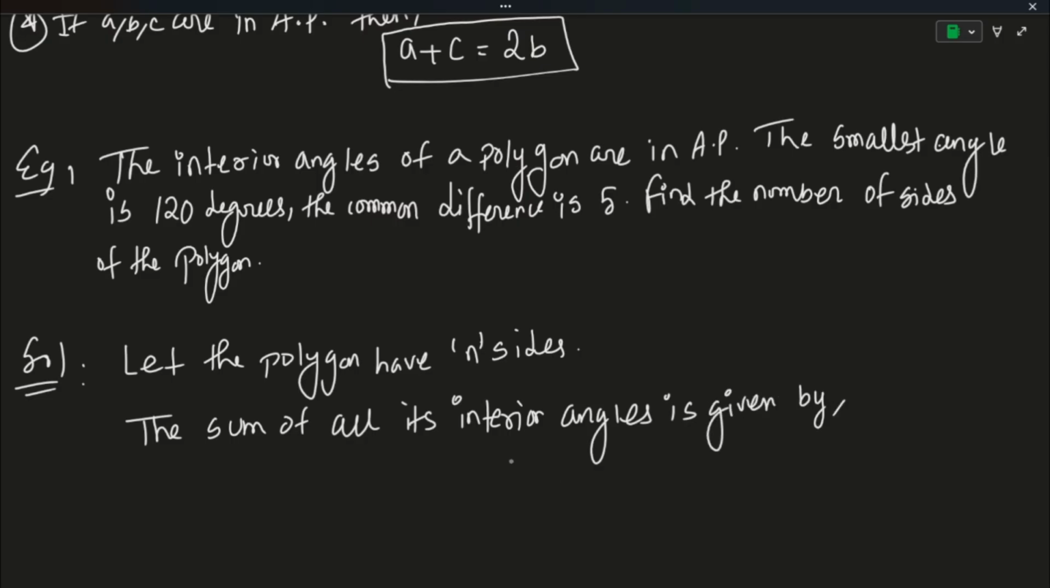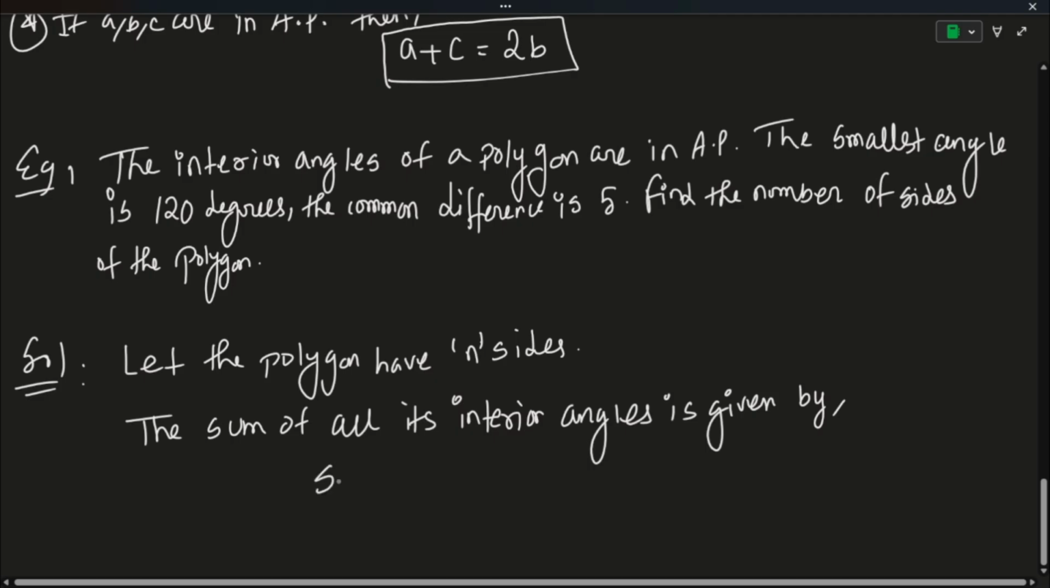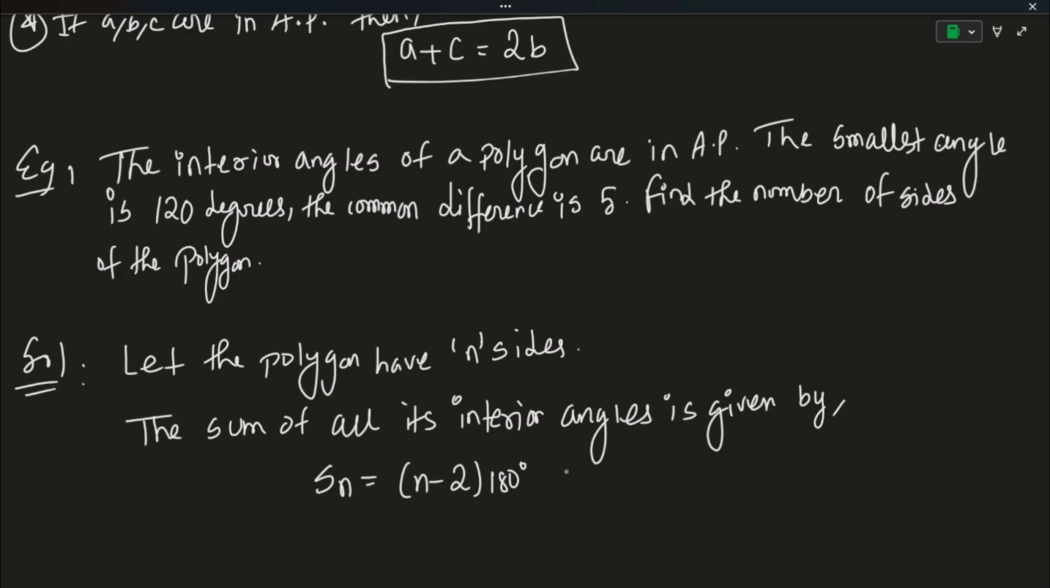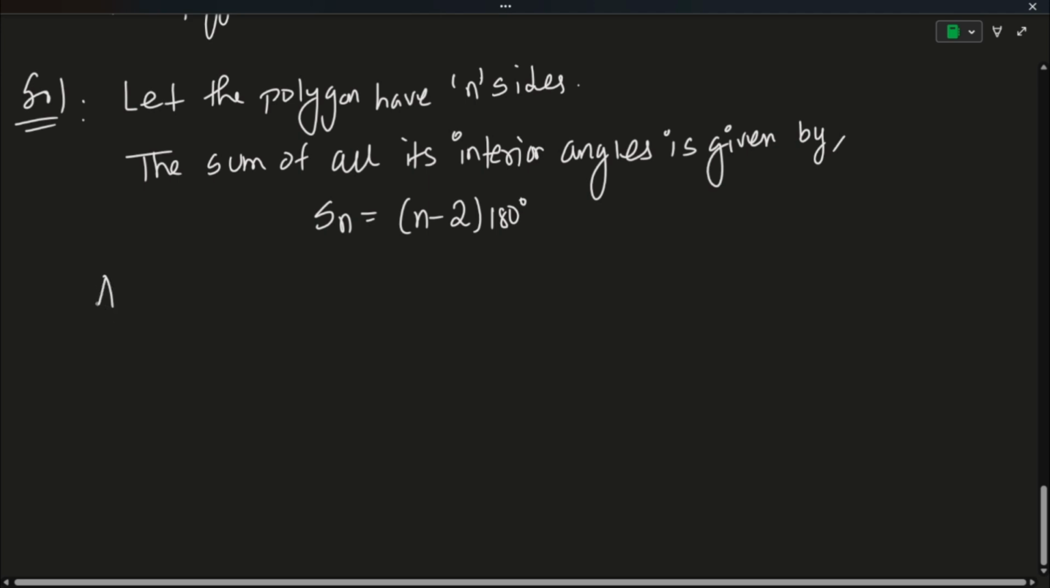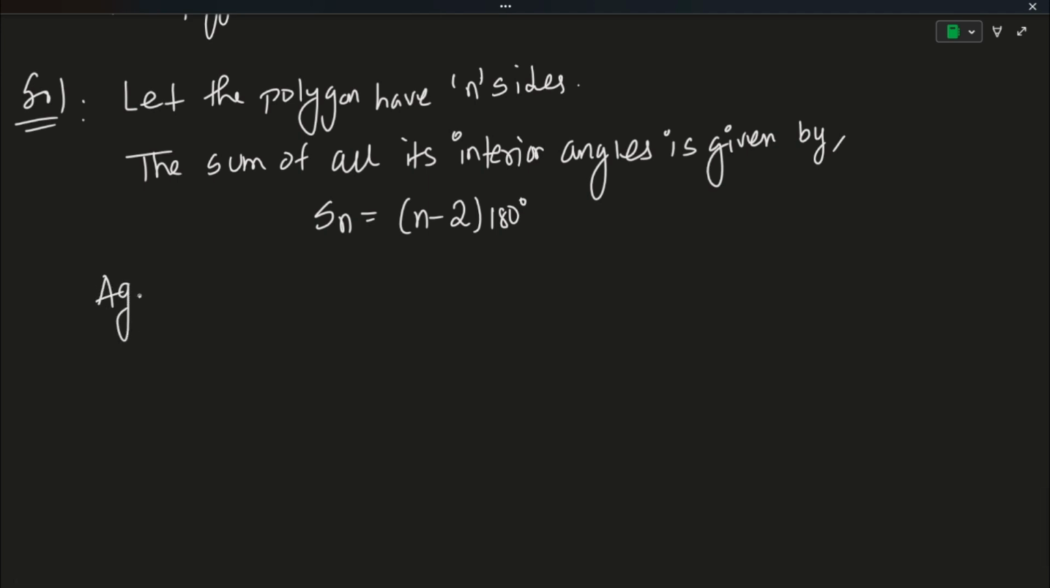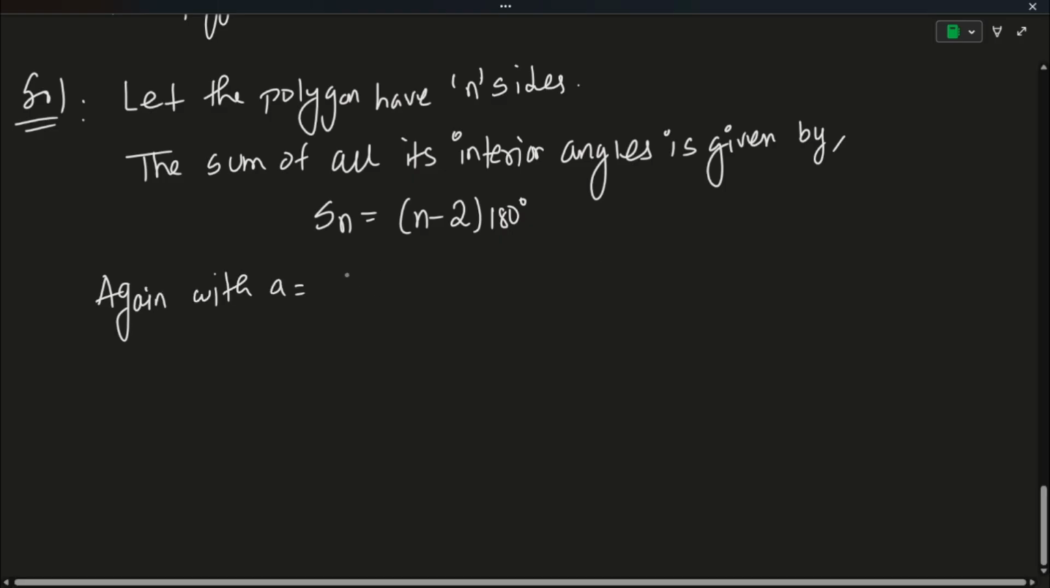So this is again a thing you need to remember. The sum of all interior angles of a polygon is given by n minus 2 into 180 degrees, and this is going to be important for us. Now, you know that the interior angles form an AP with A equals 120 and D equals 5.